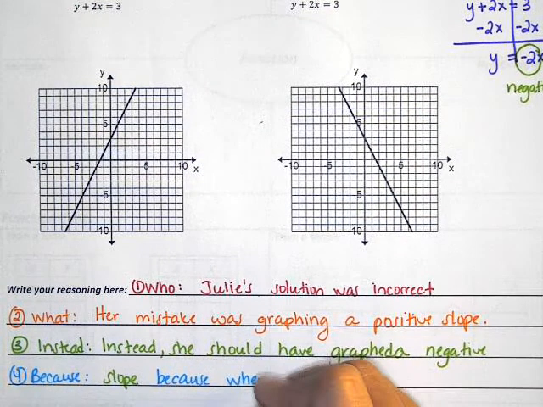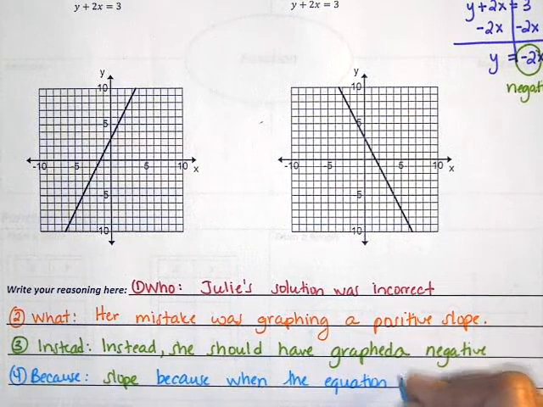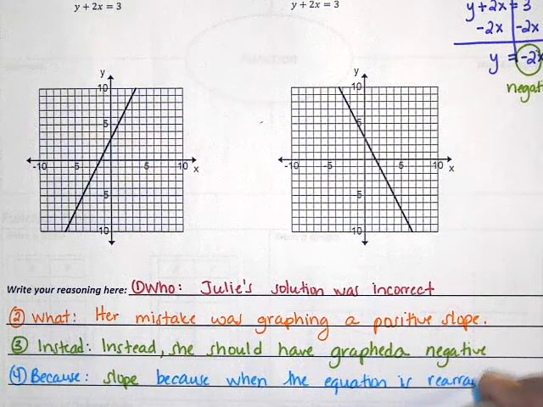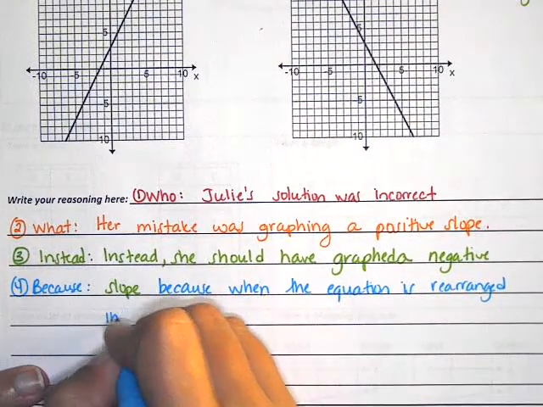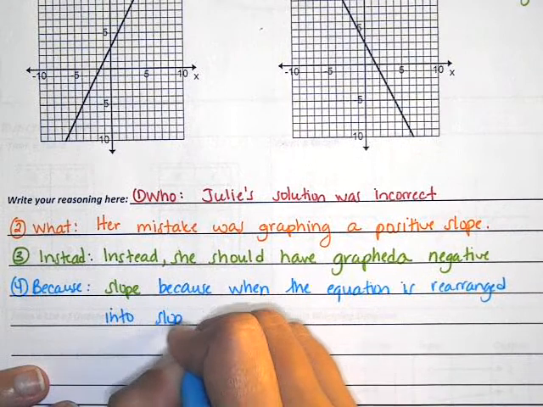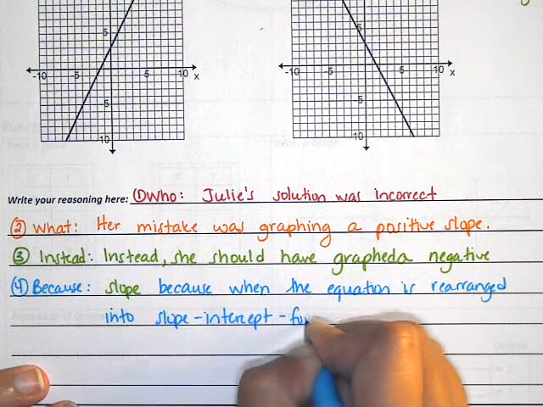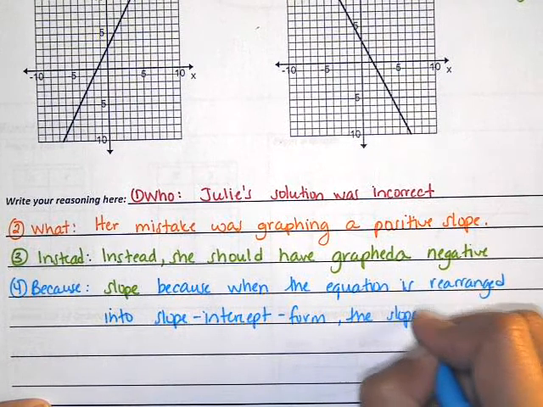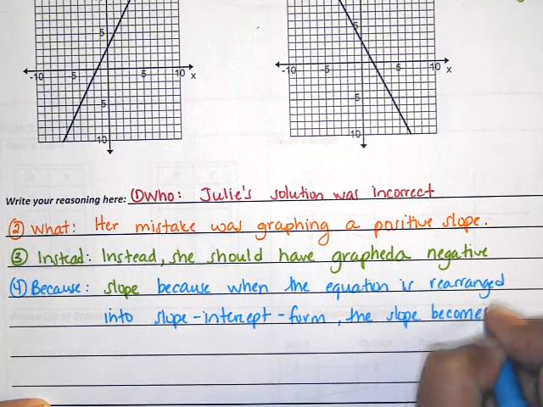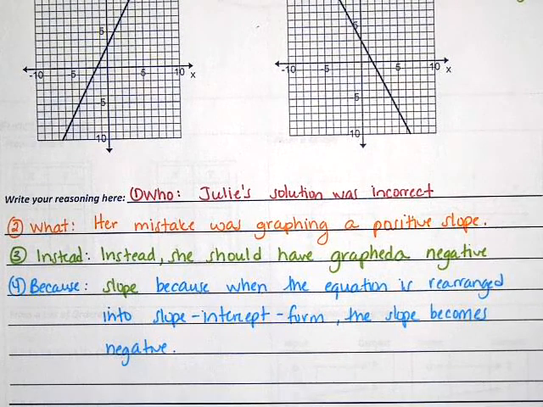when the equation is rearranged into slope-intercept form, the slope becomes negative. My guess is Julie just forgot to rearrange her equation before she started this problem.